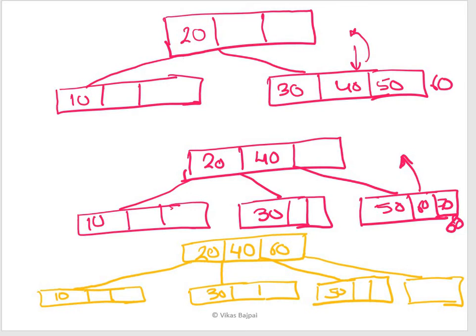Sorry, 60 has gone up. So what I'm getting is 70 and 80. I've accommodated 80. Now I know there is another space. So let me draw it once again and then we'll take another insertion step.